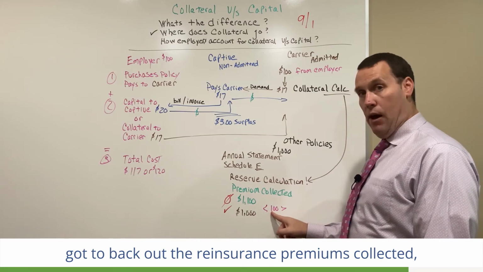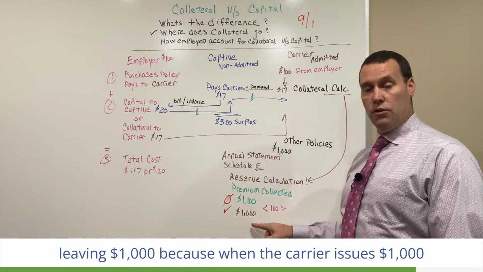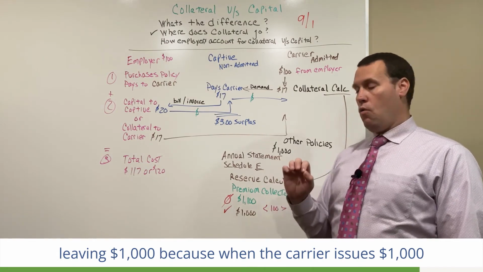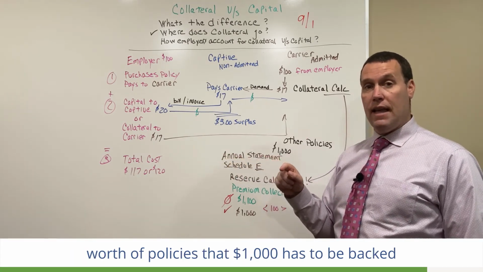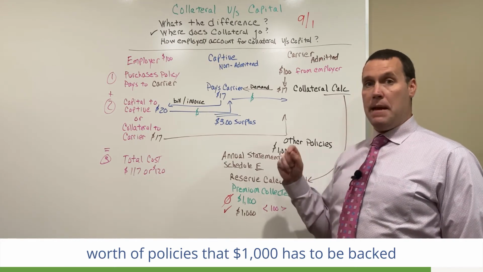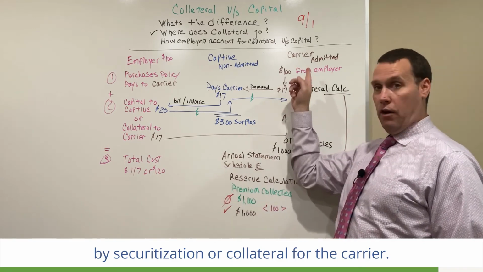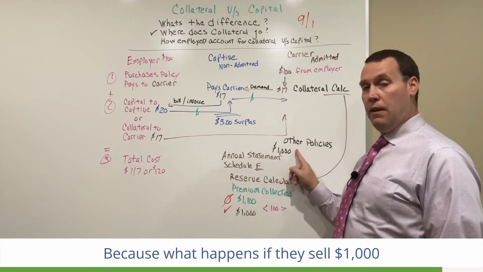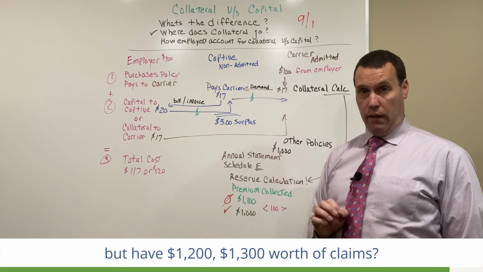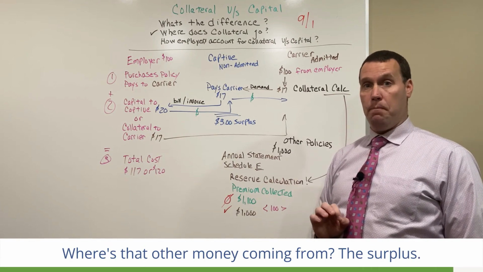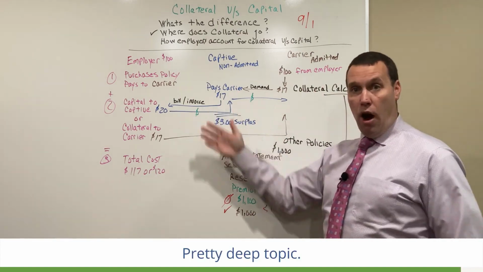Therefore, you've got to back out the reinsurance premiums collected, leaving $1,000, because when the carrier issues $1,000 worth of policies, that $1,000 has to be backed by securitization or collateral for the carrier, because what happens if they sell $1,000 but have $1,200, $1,300 worth of claims? Where's that other money coming from? The surplus. Okay? So, pretty deep topic.